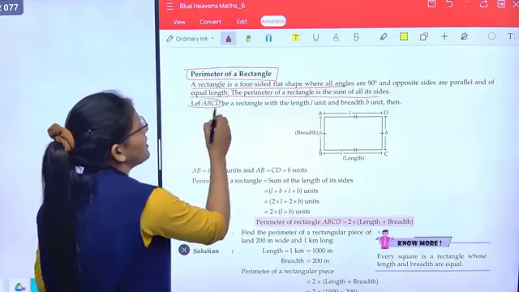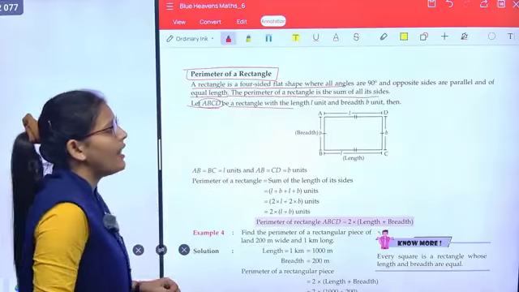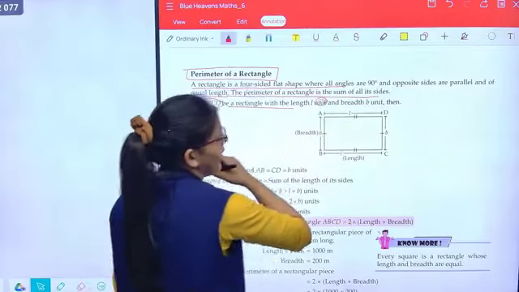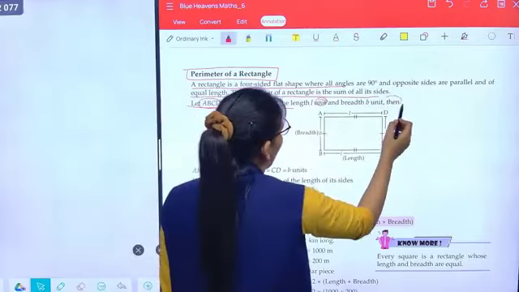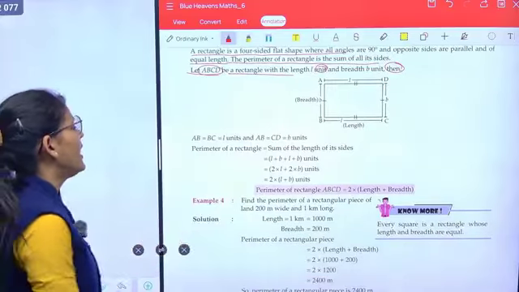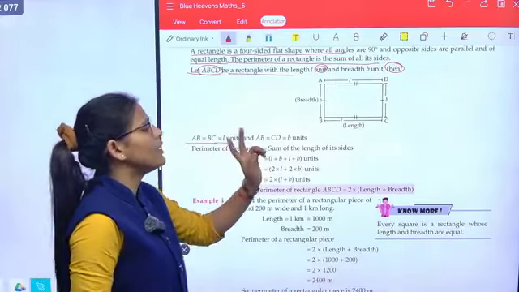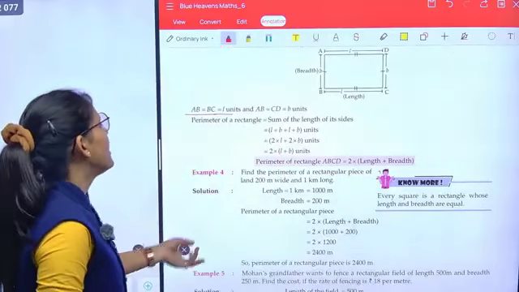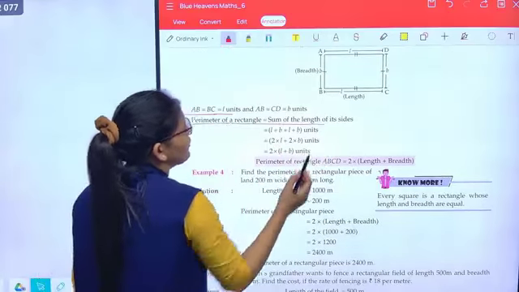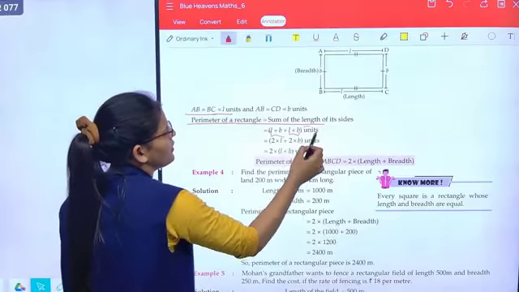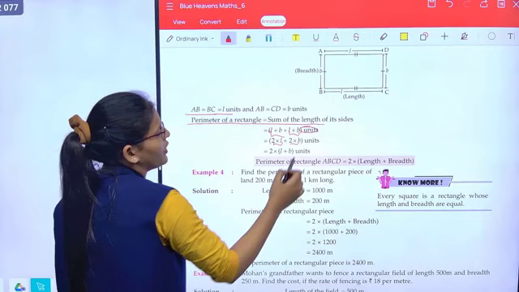Let ABCD be a rectangle with length L and breadth B. Length L units and breadth B units. Then, yes class, AB is equal to CD is equal to L units, and BC is equal to AD is equal to B units. Now the perimeter of a rectangle is the sum of the lengths of its sides, that is L plus B, L plus B units. Now 2L plus 2 into B units.